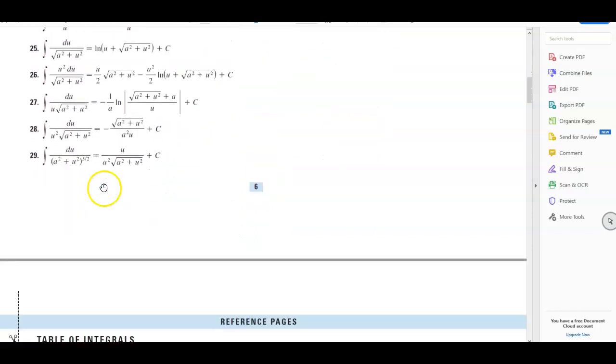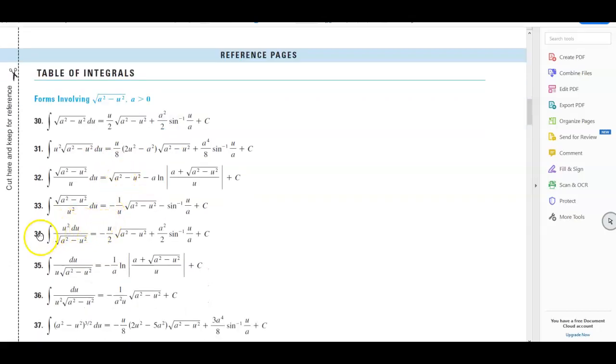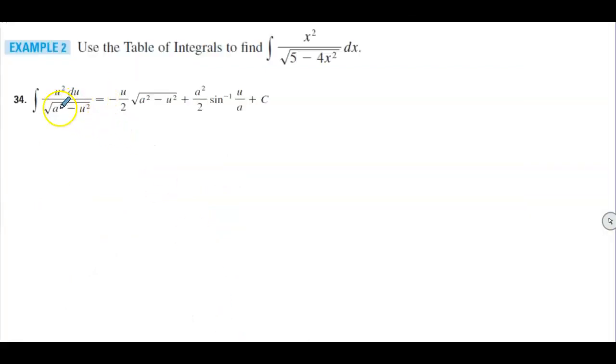And if we go down a little further, we have forms involving the square root of a squared minus u squared. And if we look at number 34, this is the one that we're going to use with our table of integrals. So we're going to take this and paste it in here. We're going to use this as part of our particular problem. So let's go ahead and begin.